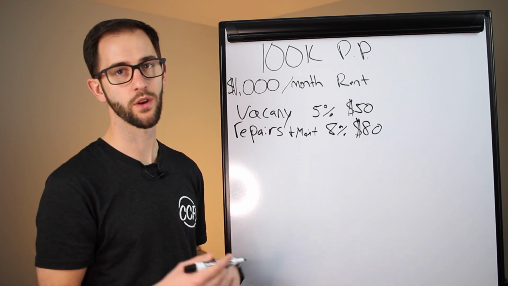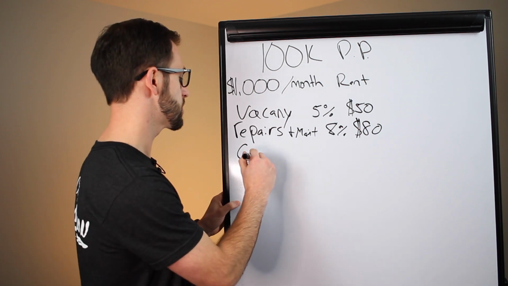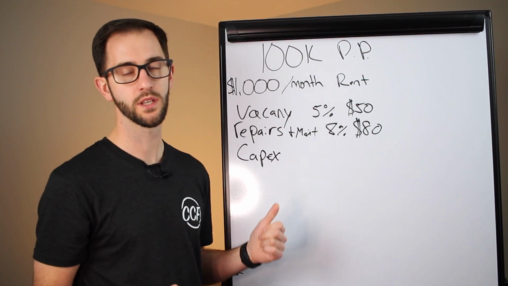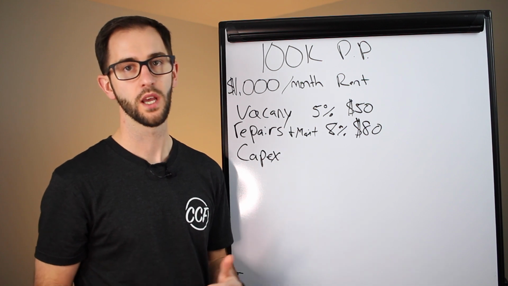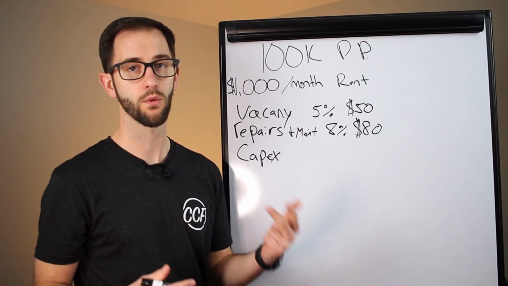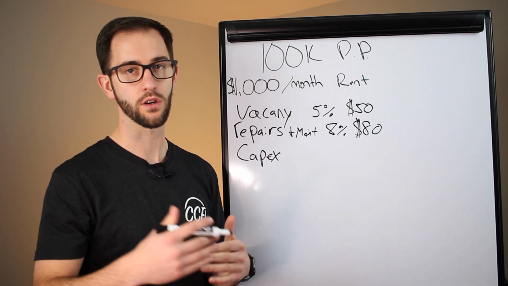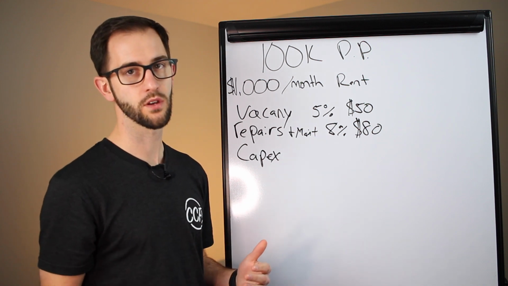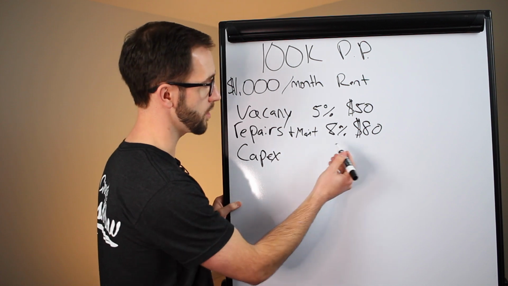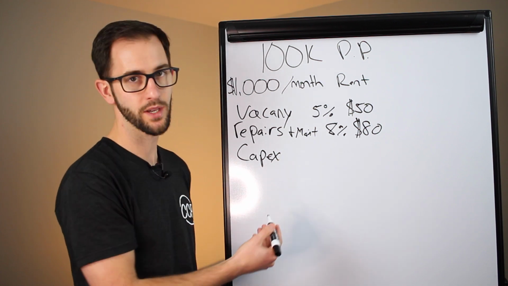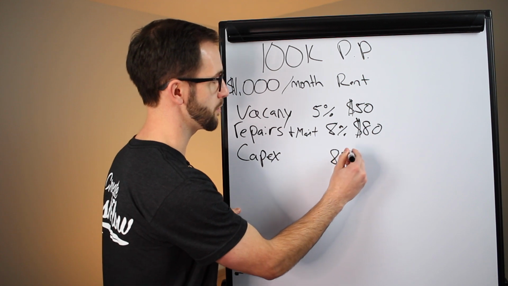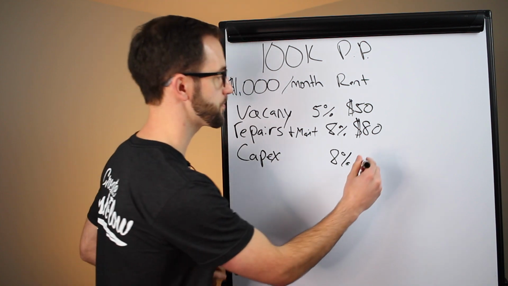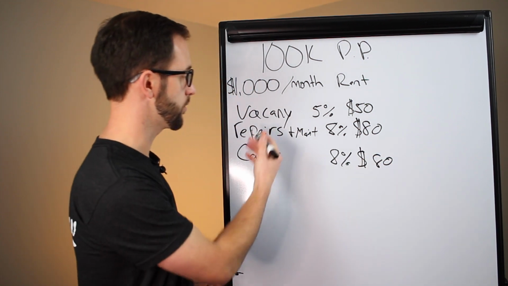The next expense is called CapEx, or capital expenditures. Capital expenditures are different from repairs and maintenance in that these are your big ticket items that don't have to be replaced nearly as often. These are things like roofs, HVAC, hot water heater, bigger things that have a longer life, but are more costly when they come up. You need to always be setting money aside for those so you're not caught off guard. I typically keep repairs and maintenance and CapEx pretty close to the same, so for this example, we'll use 8%. But again, if you're buying an older property, you might want to go a little bit higher. So $80 a month for CapEx.